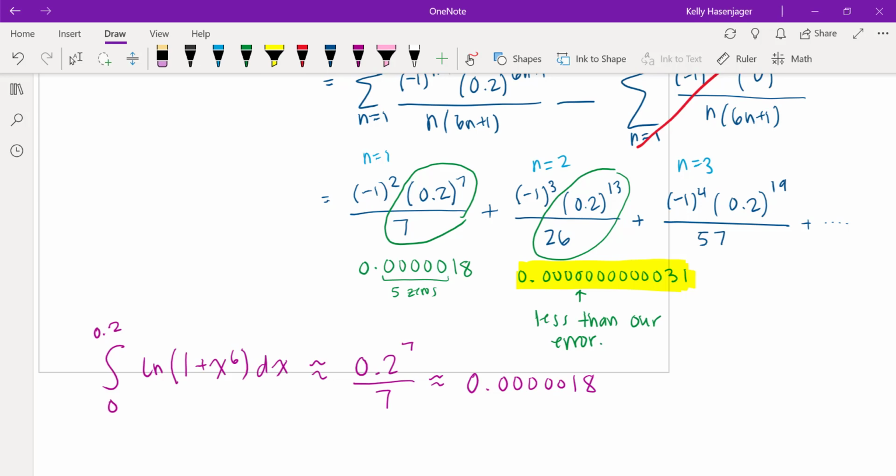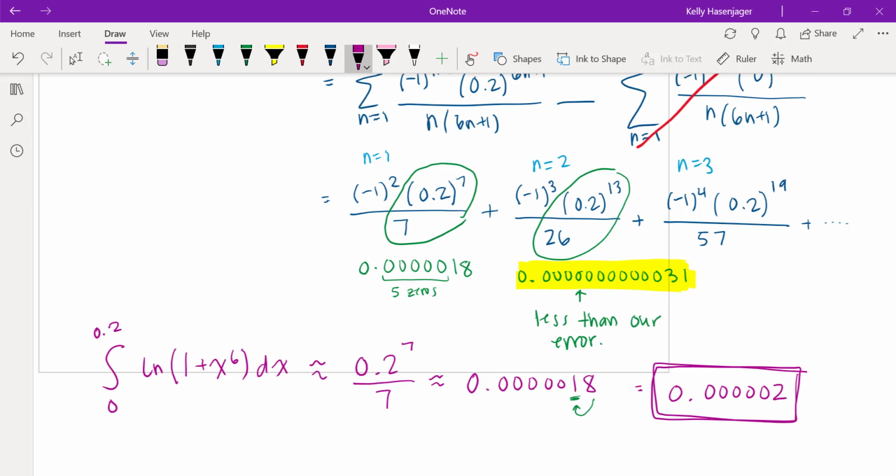So since it said to 6 decimal places, we should round to the 6th decimal place. So that would be 1, 2, 3, 4, 5, to this place. If we're rounding to the 6th decimal place, we can round that 1 up. So our actual answer would be more zeros, 5 zeros, and then a 2. That would be more like it, because we're rounding to 6 decimal places.